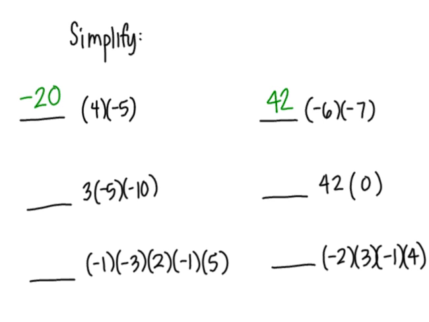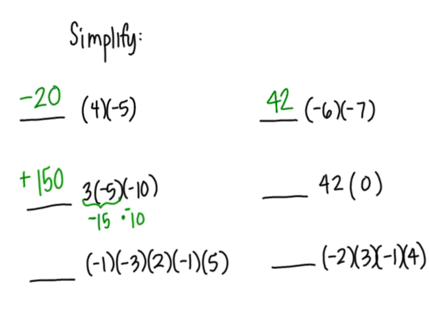Looking at my next one, I have 2 negatives. 2 negatives make a positive result. So 3 times negative 5 times negative 10 would give me a positive result. 3 times 5 gives me 15, and 15 times 10 would give me 150. If you wanted to deal with them using the signs, you could say 3 times negative 5 is a negative 15, and then you would have a negative 10, and 2 negatives would make a positive 150.